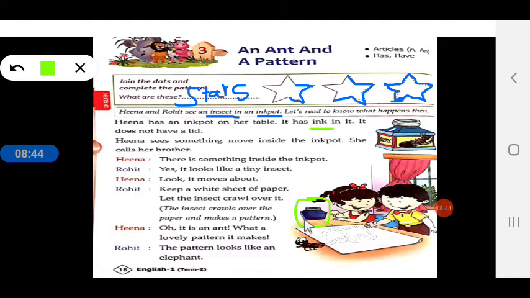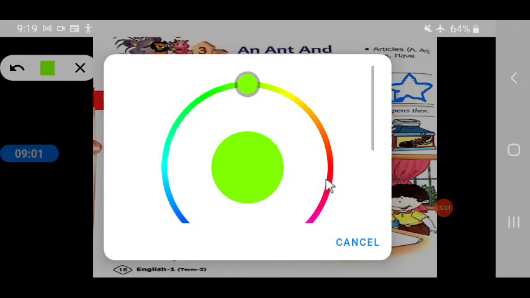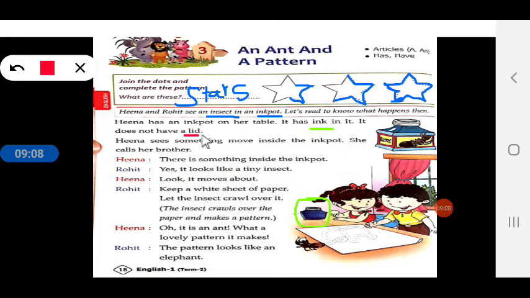So Hina has an ink pot and it is on her table, and this ink pot has ink inside this bottle, and it does not have a lid. See, it does not have a lid. So what is meant by lid? Do you know? L-I-D, lid.